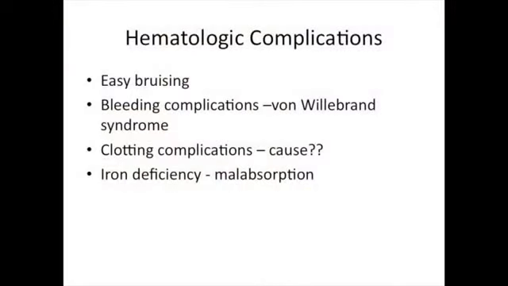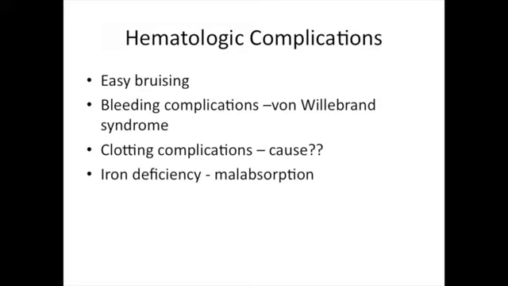You've heard a little bit about the hematologic complications. We know patients with Ehlers-Danlos syndrome have easy bruising. There are bleeding complications. There are many patients who've been told they have von Willebrand disease, but when you actually measure the von Willebrand factor, it's normal. So it's something else in that same pathway.